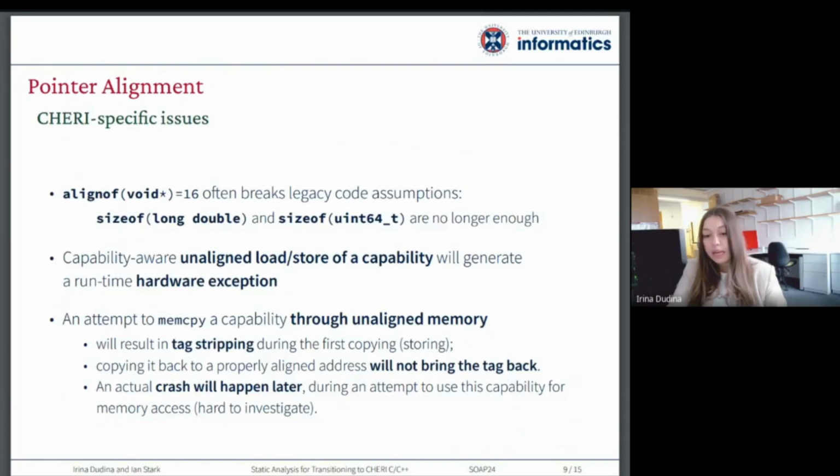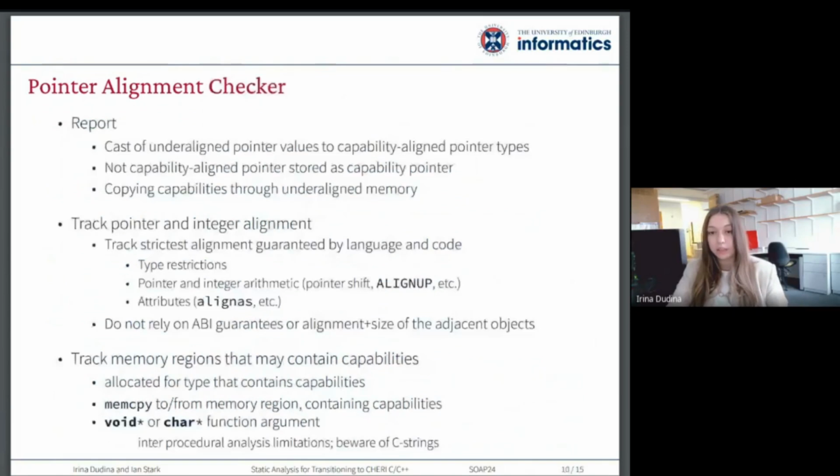Additionally, if you try to memcpy a capability through unaligned memory, for example, temporarily memcpy to an unaligned address and then copy it back to the aligned address, this will result in the memcpy function splitting the capability in two parts when copying it, and therefore that will clear the tag in the copy. And even if you then copy the capability back to the properly aligned address, you will not have the tag back. So your capability will be invalid, and you will only notice it when you try to dereference it. So this issue will be hard to investigate.